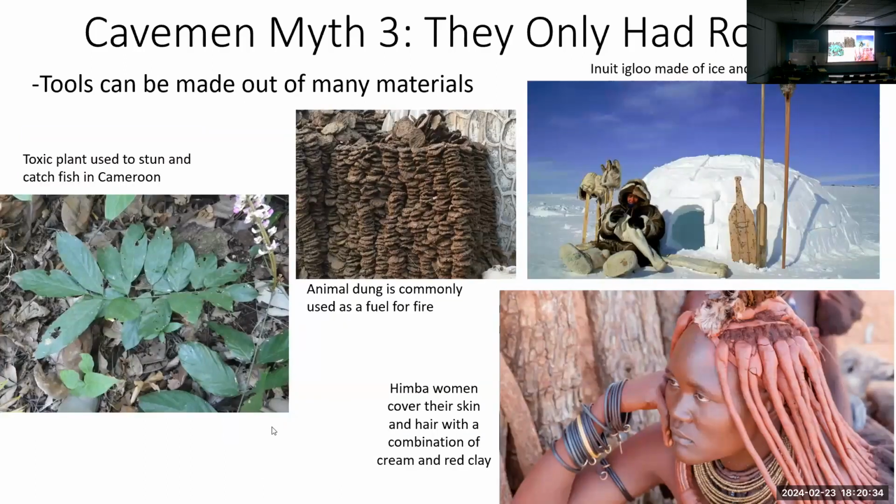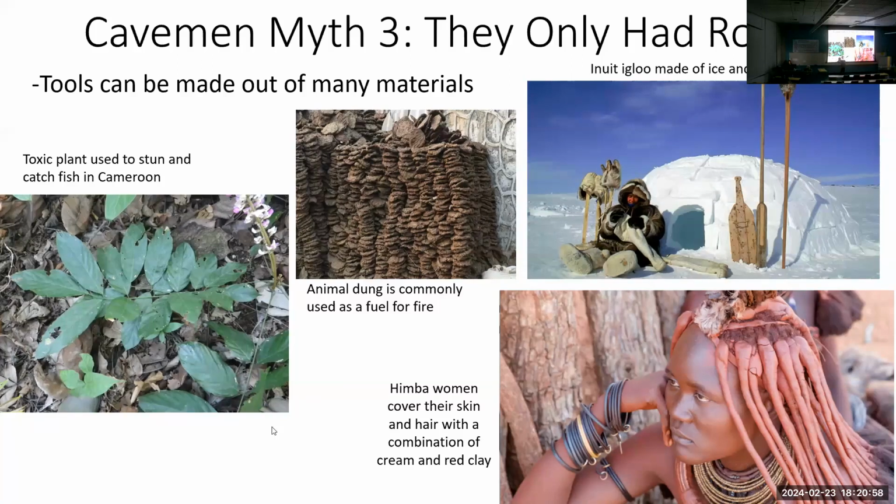And here are some other cool materials. If you don't know, there's a lot of indigenous people that actually fish by poisoning the fish. In this group in Cameroon, they get this plant, and then they get extracts from that plant that they put in the water, and that stuns the fish and gets the fish to rise to the surface so they can catch them. Animal dung is commonly used as a fuel for fire.